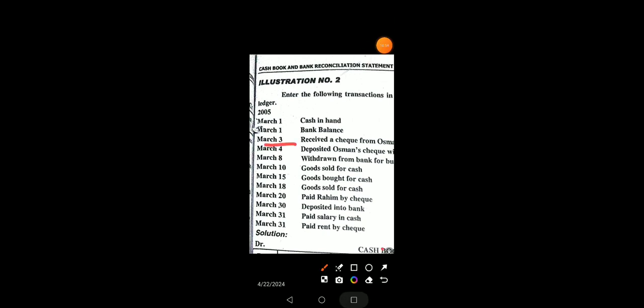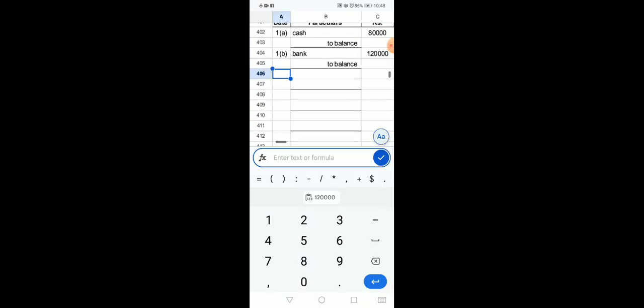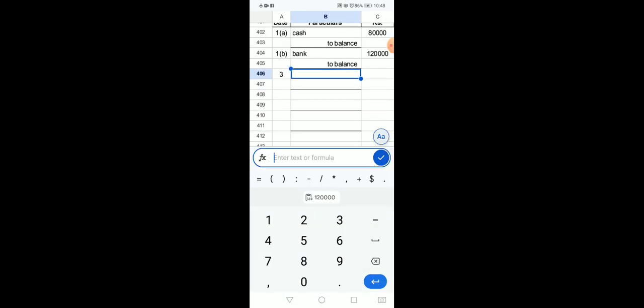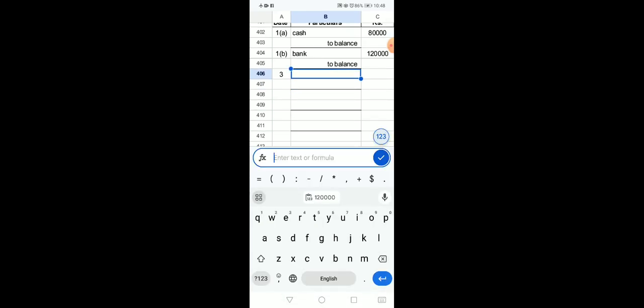We will post the date first and we'll write 3 in the date column. What the third entry is saying: receive a check from Usman. Now please try to understand, you have not deposited that check into the bank, you have just received the check. So what will happen if you are receiving a check? It is coming in, check is your near asset, asset is increasing, and an increase in asset should be written on the debit side. So you were supposed to write check over here on the debit side as an asset.